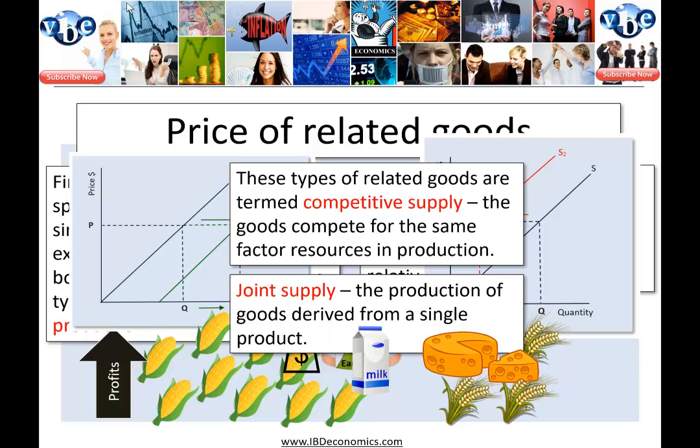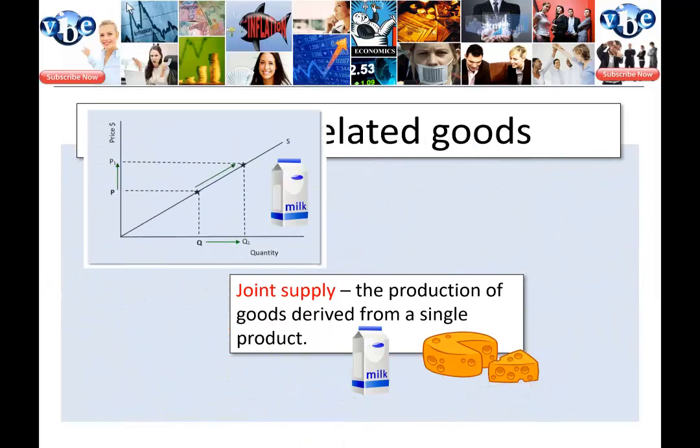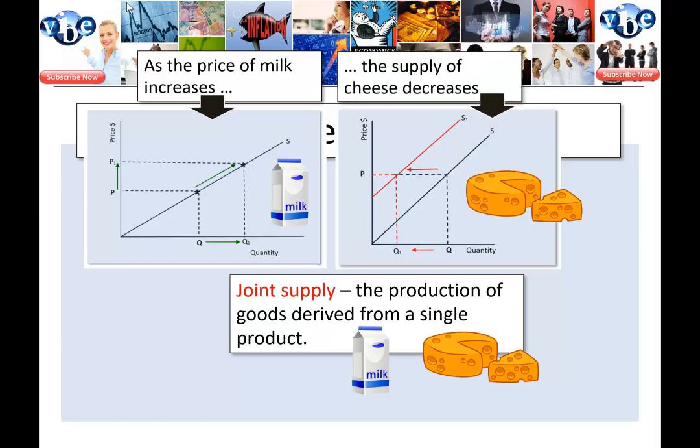Joint supply is the other type of related goods, and this is the production of goods derived from a single product. So to make cheese, to manufacture cheese, to produce cheese, the cheese producer needs milk. If the price of milk increases, this is going to increase the cost of production of cheese, and the supply of cheese will decrease. Makes intuitive sense because we're relating it back to profitability.